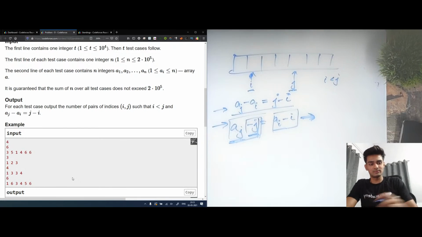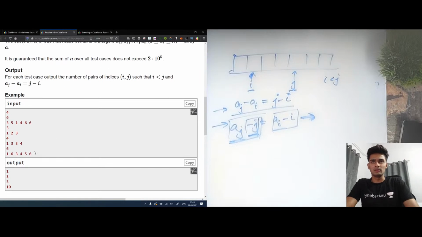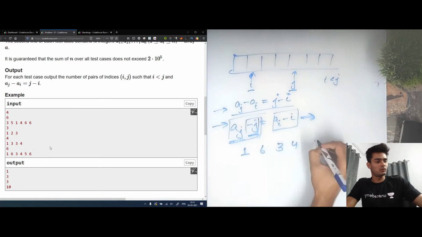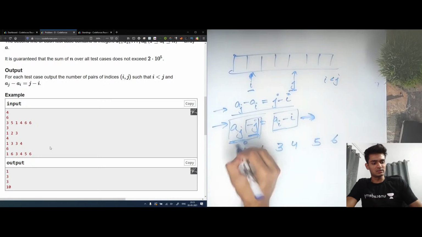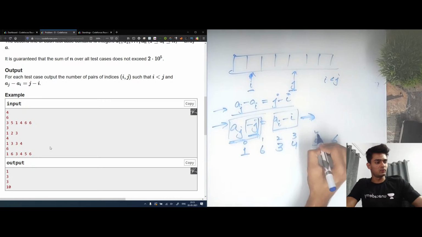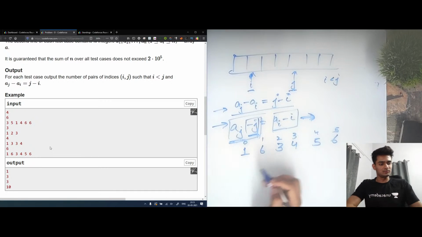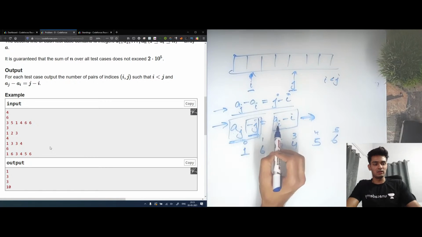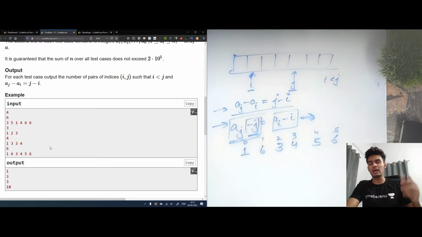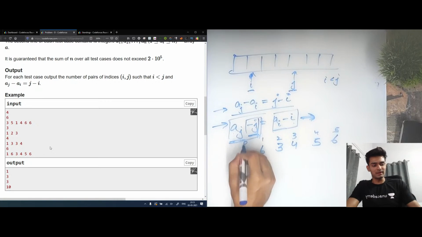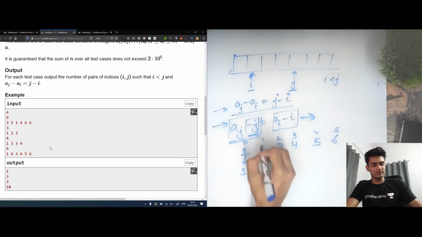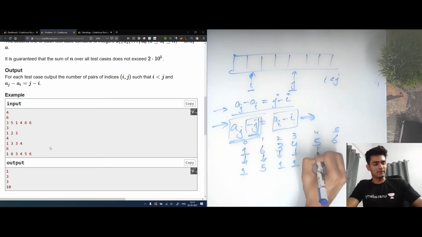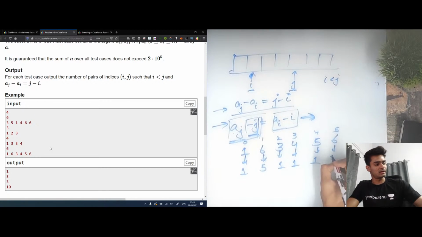All we have to do is, let's take the last input. Let's say we have 1, 6, 3, 4, 5 and 6. And let's write the indexes: this is index 0, this is 1, this is 2, 3, 4 and 5. So we know that the value of aj minus j equals ai minus i. So all we have to do is decrease the index value. 1 minus 0 is 1 only. 6 minus 1 is 5. 3 minus 2 is again 1. 4 minus 3 is again 1. 5 minus 4 is again 1. And 6 minus 5 is again 1.